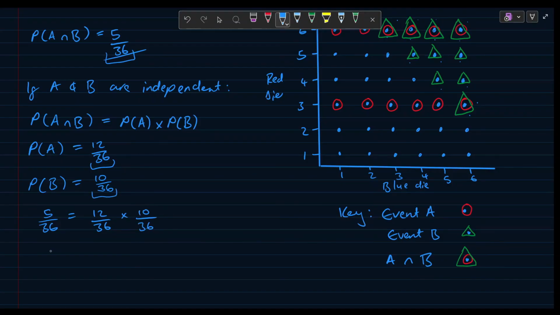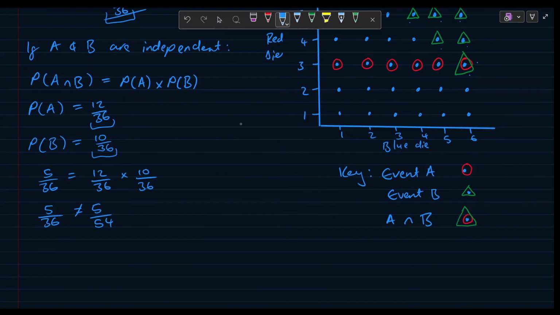Okay, so let's check what our right hand side simplifies to. That's 12 divided by 36 multiplied by 10 divided by 36. That is 5 over 54. And 5 over 54 is not equal to 5 over 36. So this means events A and B are not independent, since they do not satisfy that equation there. So you can conclude that therefore A and B are not independent. So this is how you prove whether events are independent or not.